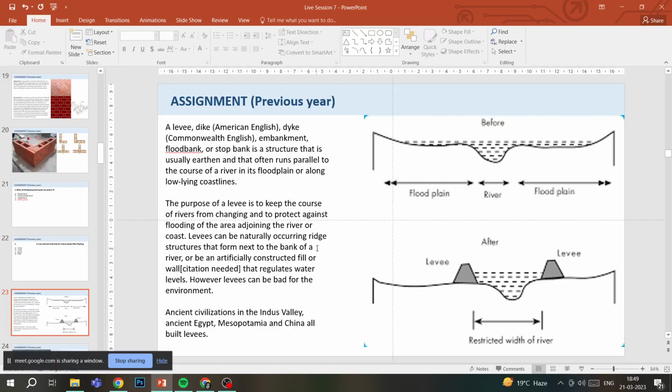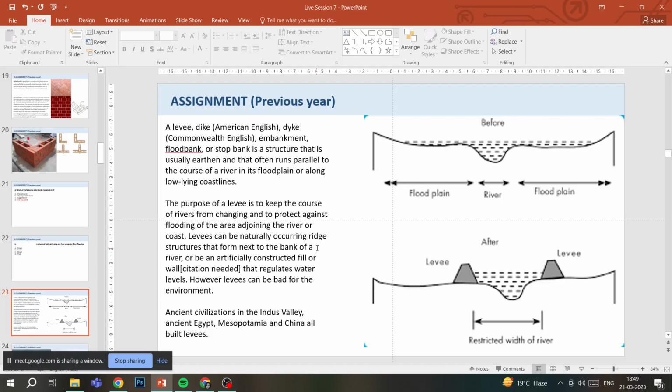If you look at this image, the first part shows how the river bed looks before construction. There is a river bed, and there is a plain on both sides of the river. When the river gets more flow of water, you can see how the land right next to it gets flooded. In the after image below it, when you build a levee, it is a man-made structure.